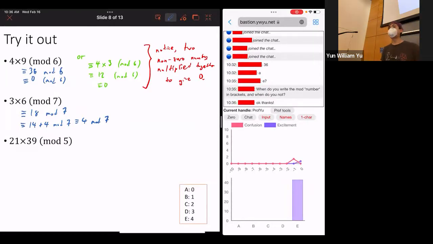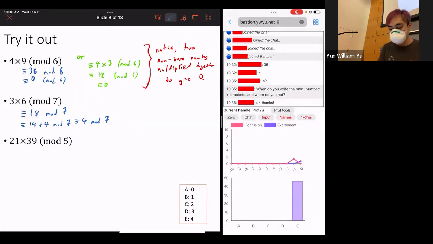As to when you write the mod 7 or mod 5 or mod 6, you do need to write it whenever it's ambiguous. Sometimes you'll see me just write the equivalent sign without the mod at the end. That's usually just when I hope that it'll be unambiguous what number I'm taking the mod of. If it's at all ambiguous, you do need the mod n.